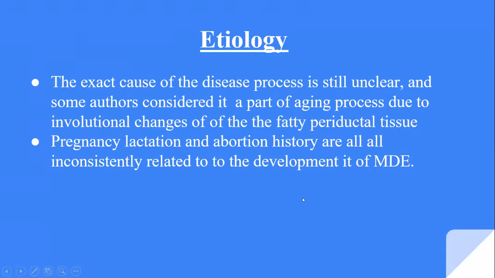Etiology. The exact cause of the disease process is still unclear, and some authors consider it as a part of the aging process due to involutional change of the fatty periductal tissue. Pregnancy, lactation, and abortion history are all inconsistently related to the development of mammary duct ectasia.